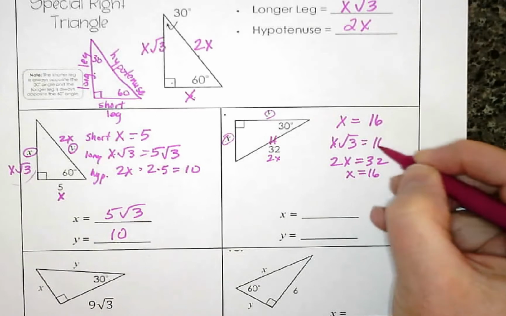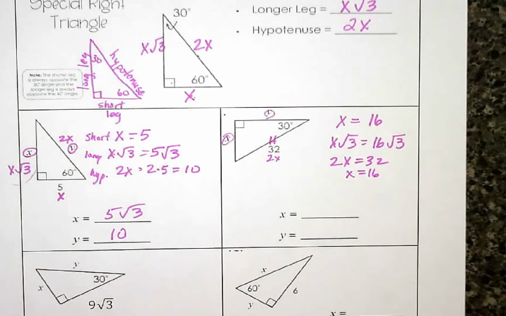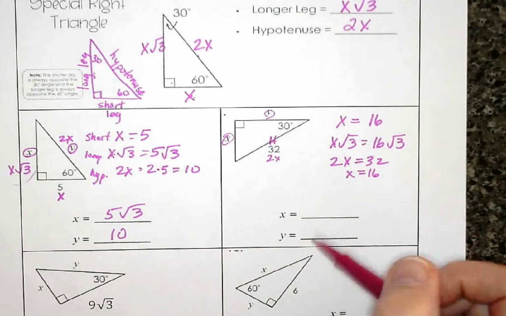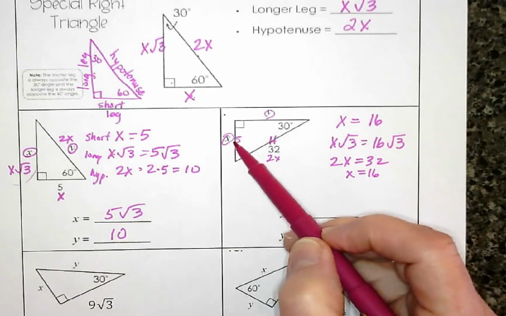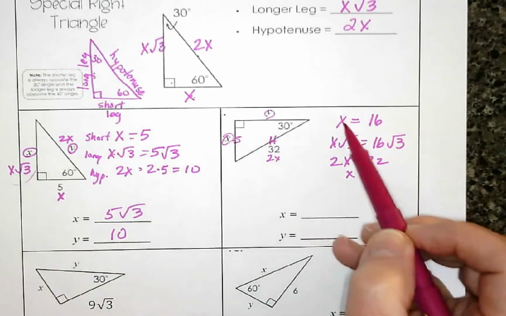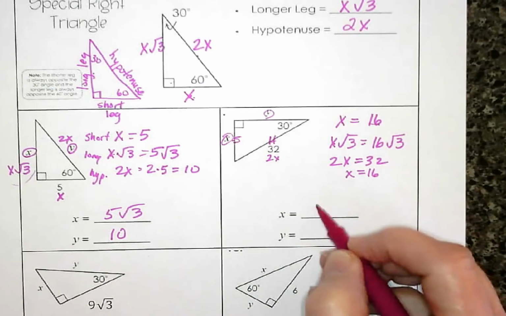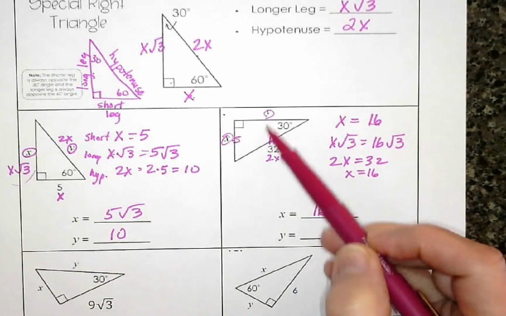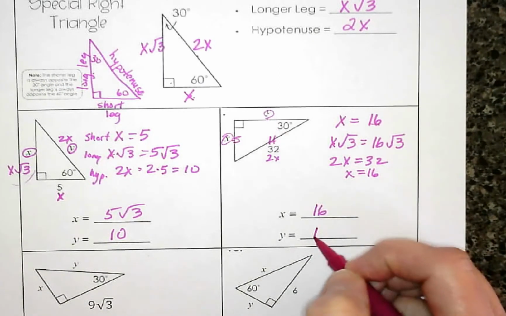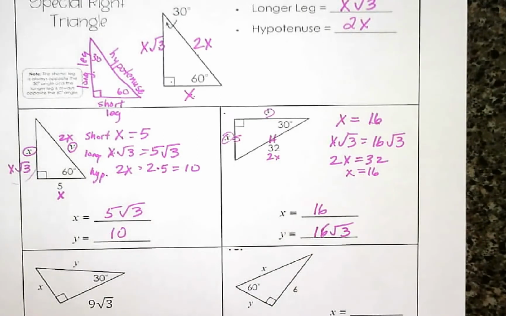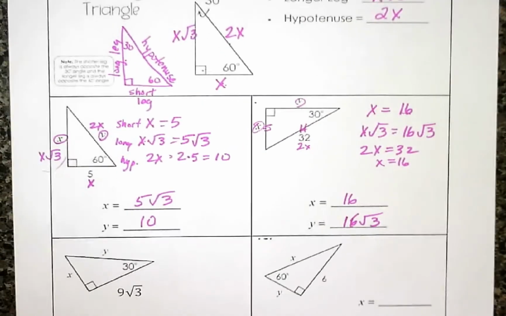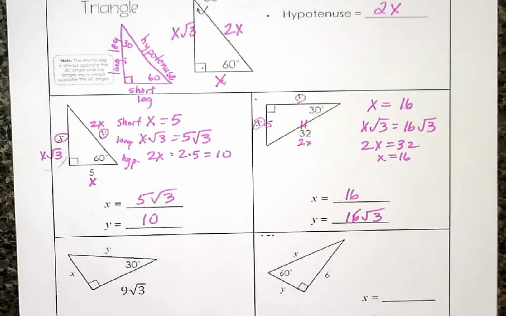X is 16 square root of 3, and I'm done. Okay, so now all you have to do is make sure you're getting the right answers in the right place. So the short leg right here is 16, and the long leg is 16 square root 3. Okay, those were the nice ones when they give you a whole number for the short leg and a whole number for the hypotenuse.